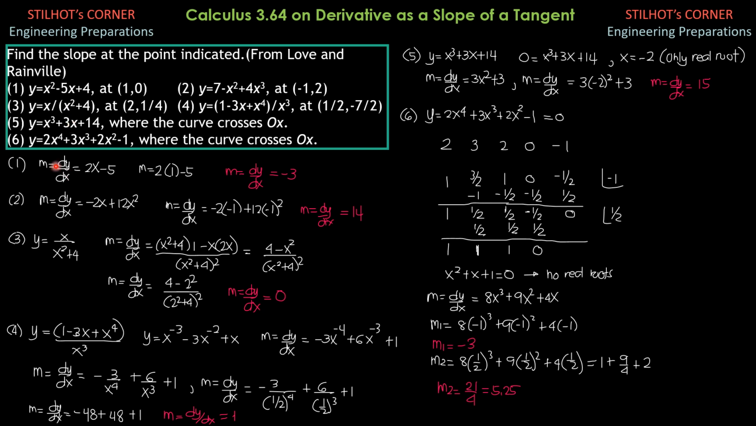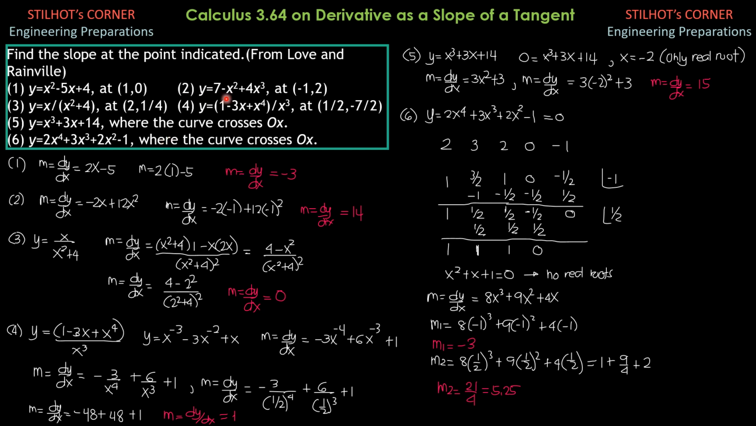So m, the slope, is the derivative of y with respect to x, and the derivative of x squared minus 5x plus 4 is 2x minus 5. Then since x is 1, 2 times 1 minus 5 is equal to negative 3. So this is the slope of the tangent to the curve, negative 3.